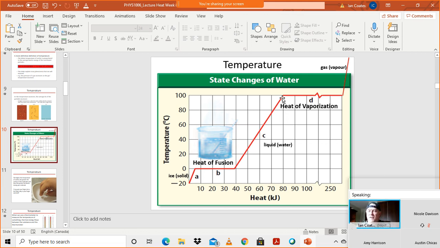And then all of a sudden at 100 degrees, you'll see here again, I'm adding heat to this, but the system is not going up in temperature. Why? What's happening? This is called the heat of vaporization. And again, it's the popcorn effect. All these liquid water molecules have so much energy, they're moving around, and then one of them gets so much energy, pachoom, popcorn, and it's off into space.